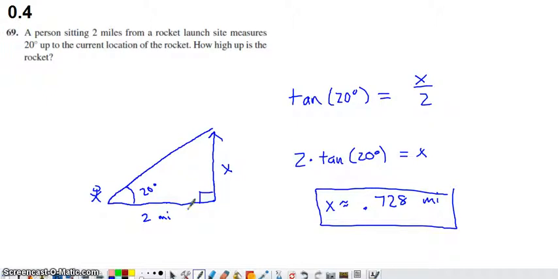When you look at 71, you're going to have a similar question. You want to draw a diagram, label the diagram, and then use some SOHCAHTOA to answer the question that's ultimately asked.